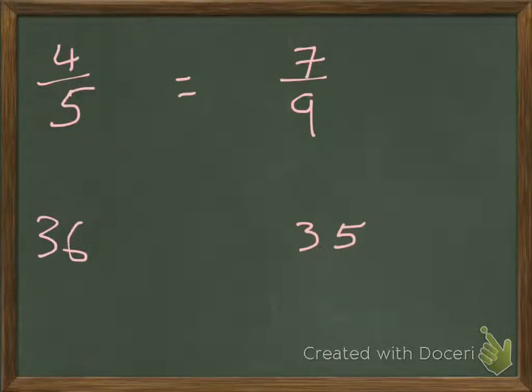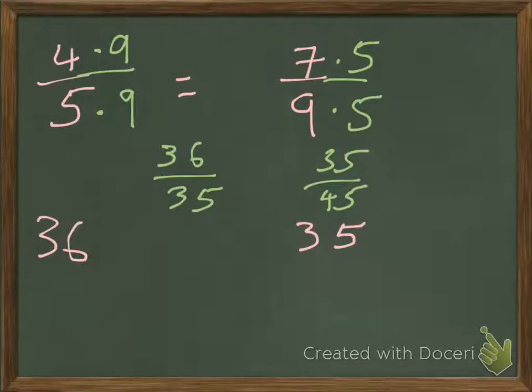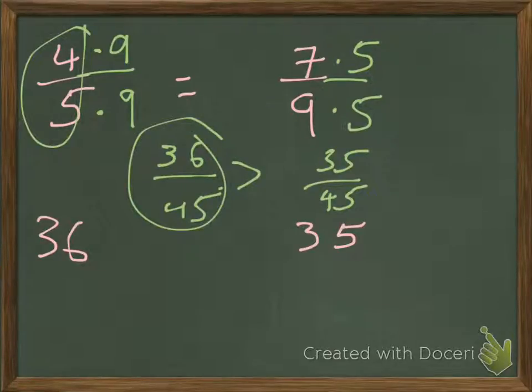Now, that is essentially a shortcut for getting the fractions on equal footing. Because now we have 36 over 45 or 35 over 45. Clearly, this is greater. So that is an easy way to see which fraction is greater, but one should understand that it's a consequence of getting the fractions on equal footing.